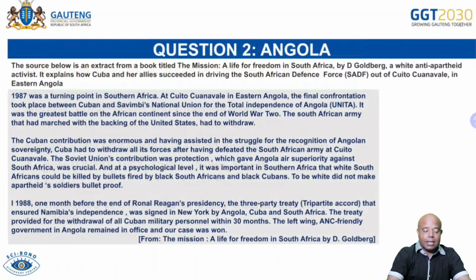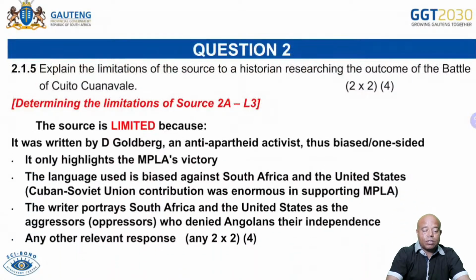In 1988, one month before the end of Ronald Reagan's presidency, the Tripartite Accord that ensured Namibia's independence was signed in New York by Angola, Cuba, and South Africa. The treaty provided for the withdrawal of all Cuban military personnel within 30 months. The left-wing ANC-friendly government in Angola remained in office, and our case was won, basically. Let's go to the question.